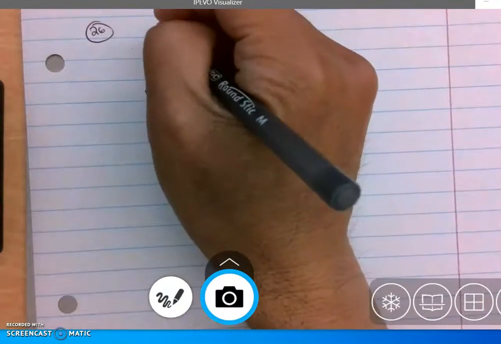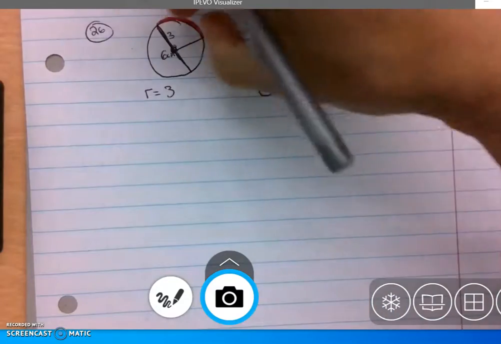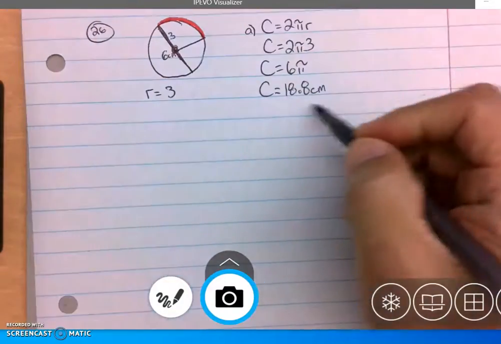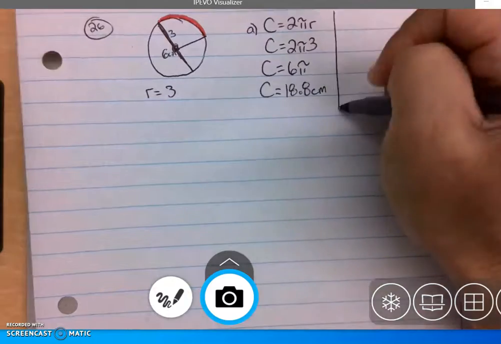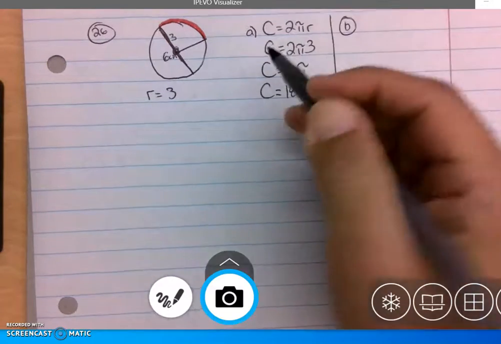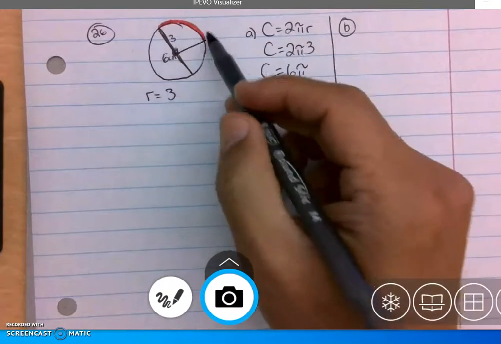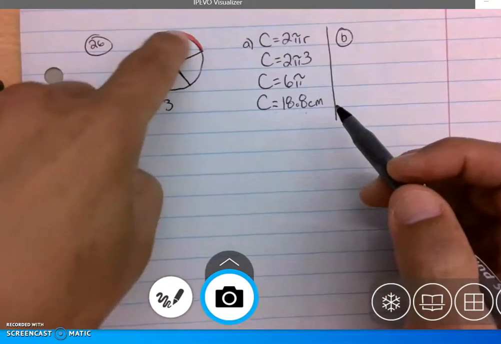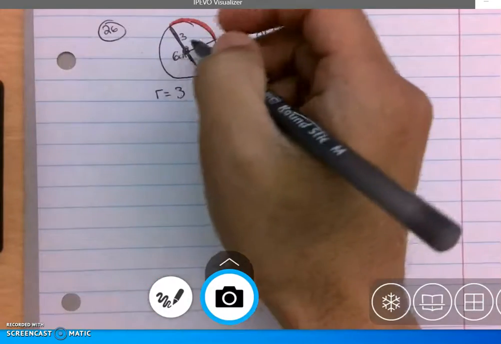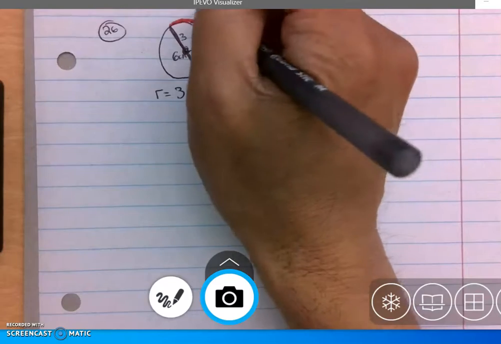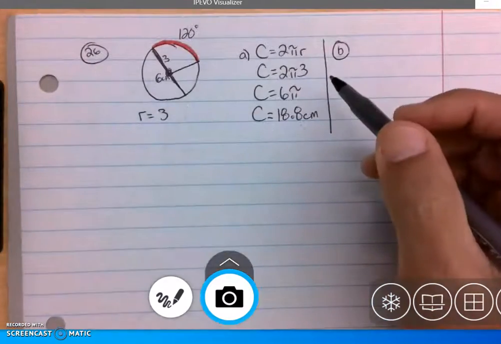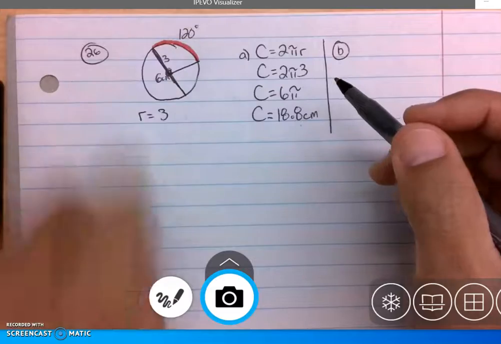If here to here is only 3 centimeters, then to go around, 3, 3, 3, 3, 3, it would be about 18.8. Well, now part 2 says, how far is it to go around just this arc? You know it's going to be less than 18.8 because that's going all the way around. There's something I left off this picture here. There's a 120 degrees there. This 120 degrees will help figure out what percent of the circle is the red arc.